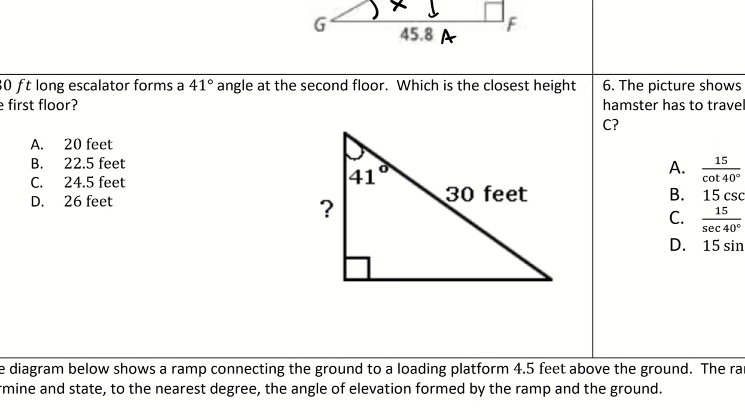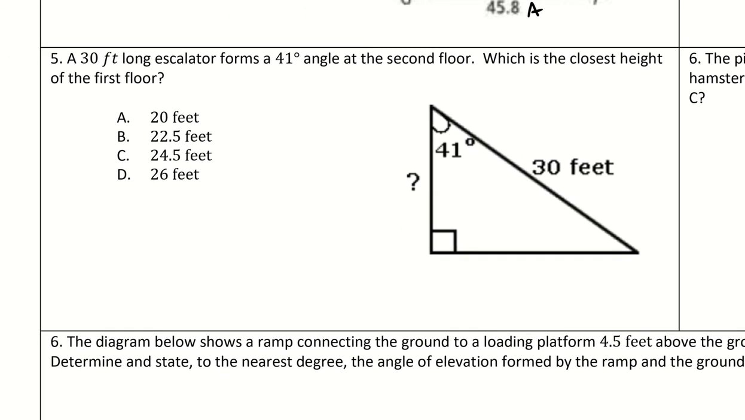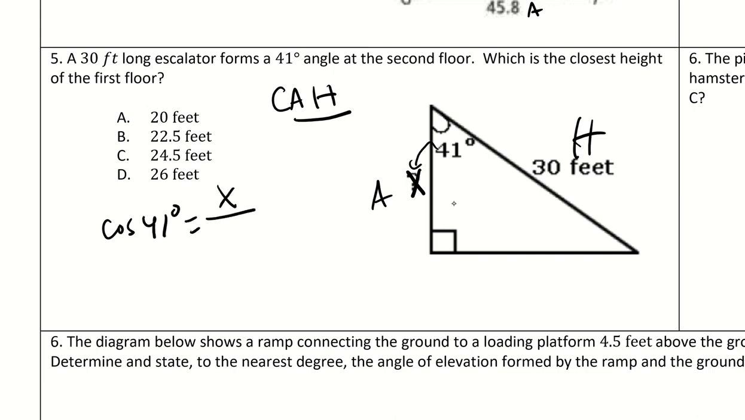All right. So number 5, a 30-foot long escalator forms a 41-degree angle at the second floor. Which is the closest height of the first floor? So this is like x. We'll call this x. So this is going to be adjacent over hypotenuse. So SOHCAHTOA, that's cosine. So cosine of 41 degrees equals adjacent over hypotenuse. And to solve this, we just got to multiply by 30 on both sides to cancel it. And just do this on the calculator.